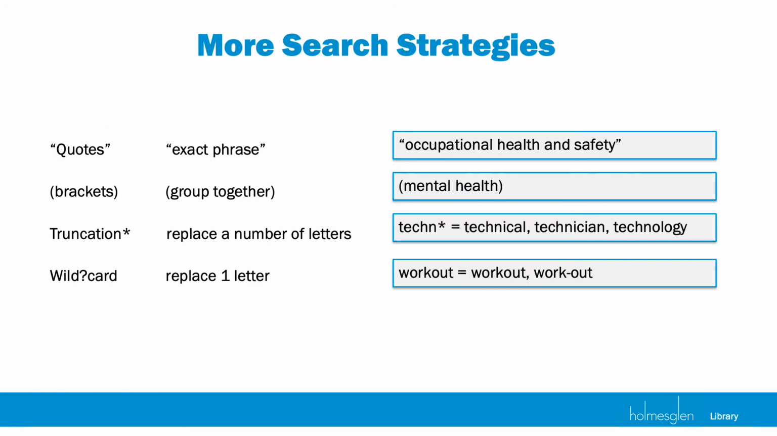Here are some more searching techniques that you can use in Library Search, as well as other search engines on the web, such as Google. Use quotation marks to search several words together as a phrase. Use brackets to group several words together. Use an asterisk to truncate a word, that is, replace the number of letters in a word. And use a question mark as a wildcard to replace a letter of the word.